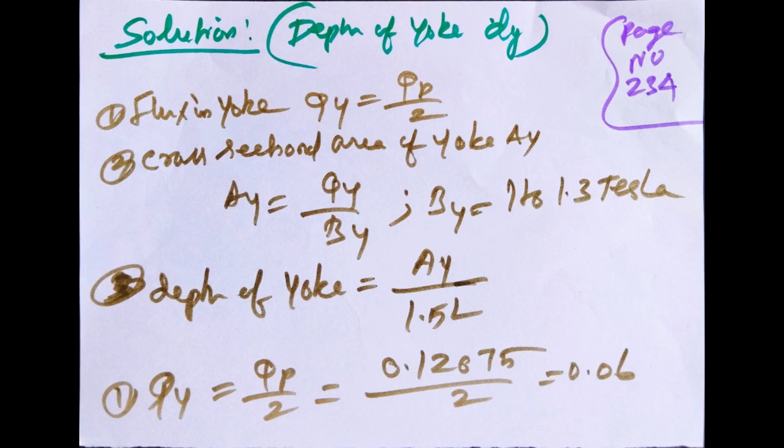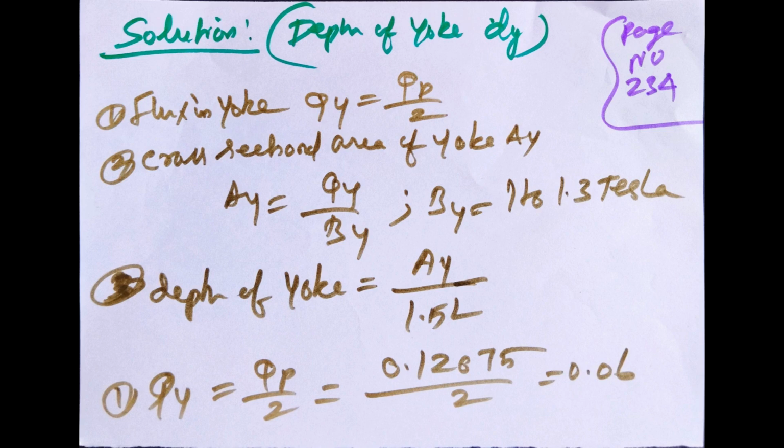Solution: the depth of yoke, dy, is obtained by this method. First, flux in the yoke, phi y, is equal to phi p divided by 2. Second, cross-sectional area of yoke, Ay, is equal to phi y divided by By, where By is 1 to 1.3 Tesla. Third, depth of yoke is equal to Ay divided by 1.5 L.